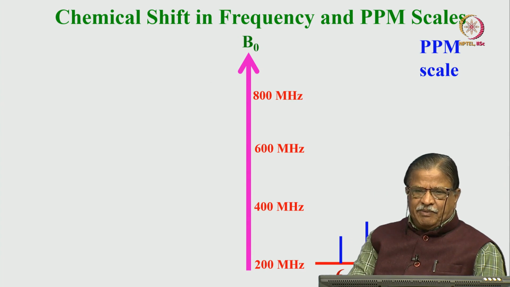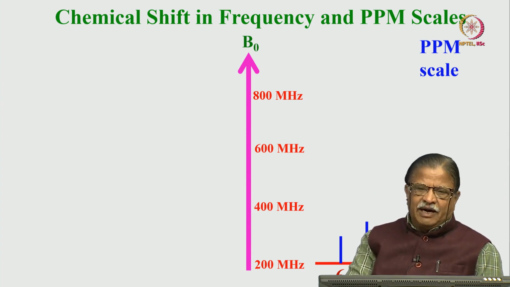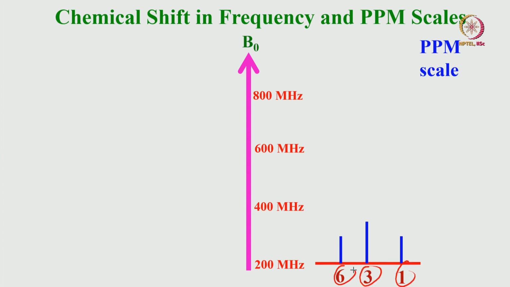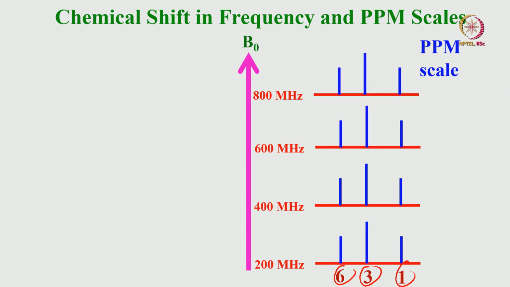For example, in a ppm scale I have 3 peaks on a 200 megahertz spectrometer, which are coming at 1 ppm, 3 ppm and 6 ppm. 3 peaks are there. Recorded at 400 megahertz it remains the same, 1, 3 and 6, it will not change. Go to 600 megahertz same, go to 800 megahertz. In ppm scale it remains unaltered when expressed in ppm, it always comes at the same ppm in any spectrometer.